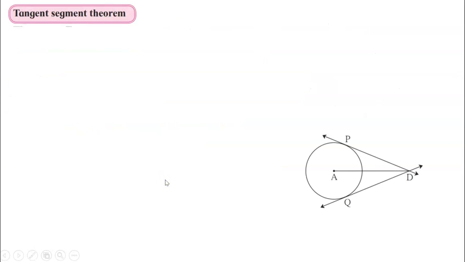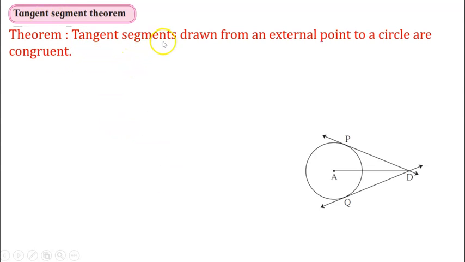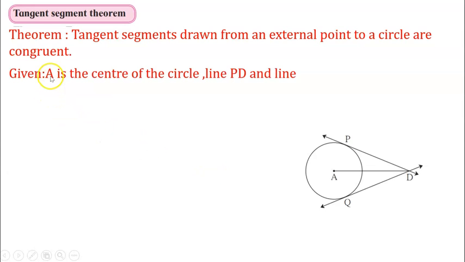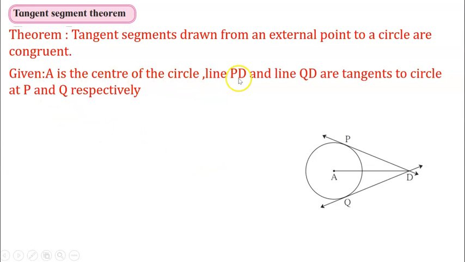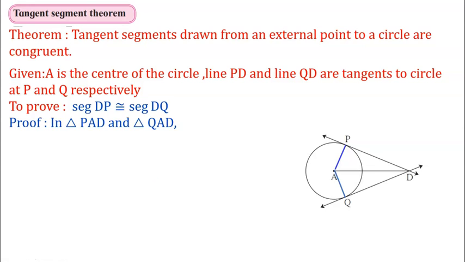Now next, the tangent segment theorem. The tangent segments drawn from an external point to a circle are congruent. Given: A is the center of the circle, lines PD and QD are tangents to the circle at points P and Q respectively. To prove that segment DP is congruent to segment DQ. Now join PA and QA.